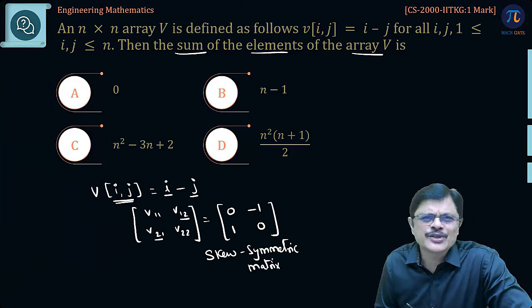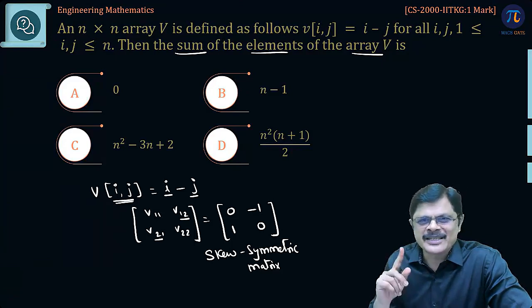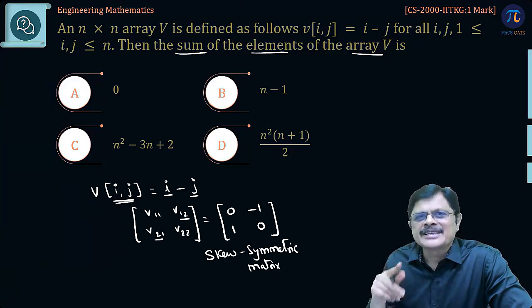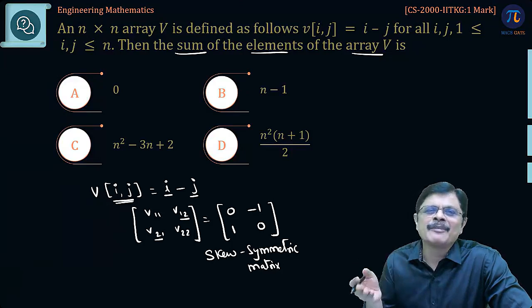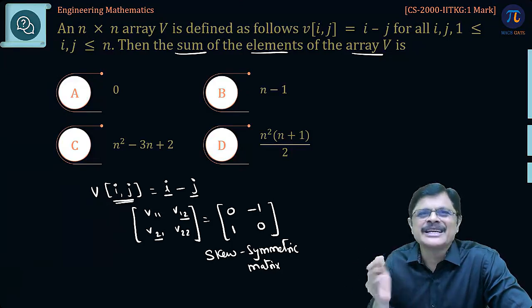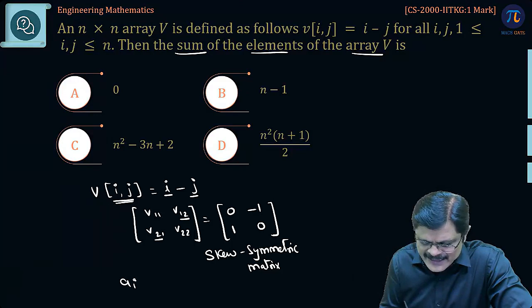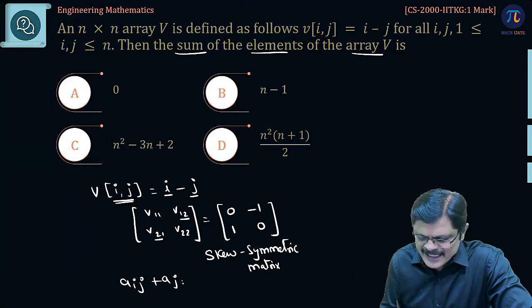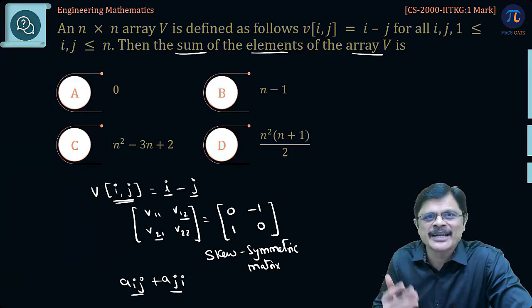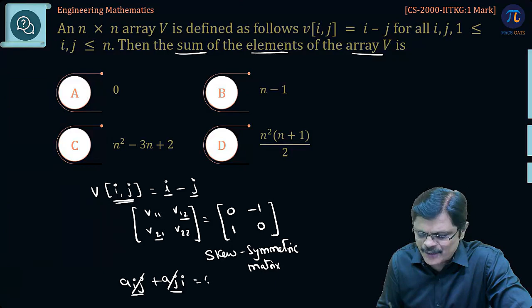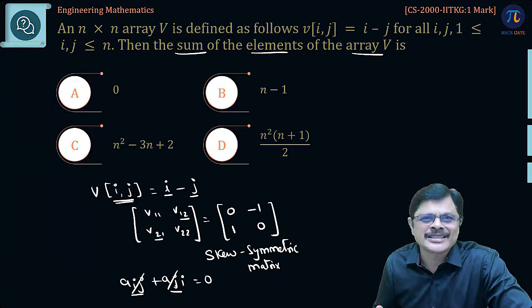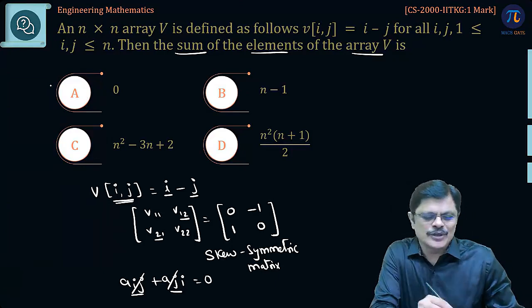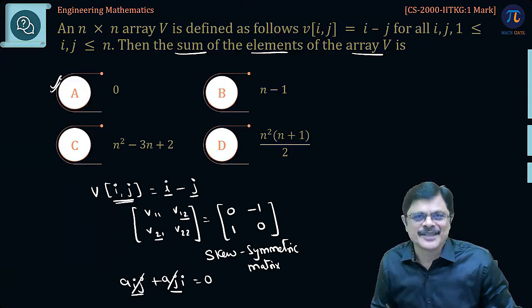For any skew symmetric matrix, the sum of all the elements will be equal to 0, because the main diagonal elements are anyhow 0, and for the off-diagonal elements, if Aij is, suppose, 5, then Aji will be minus 5. So they cancel out with each other. Every Aij added with Aji cancels, because they are negatives of each other, and you get 0. So the total for this matrix will be 0, and the answer for this problem is 0.